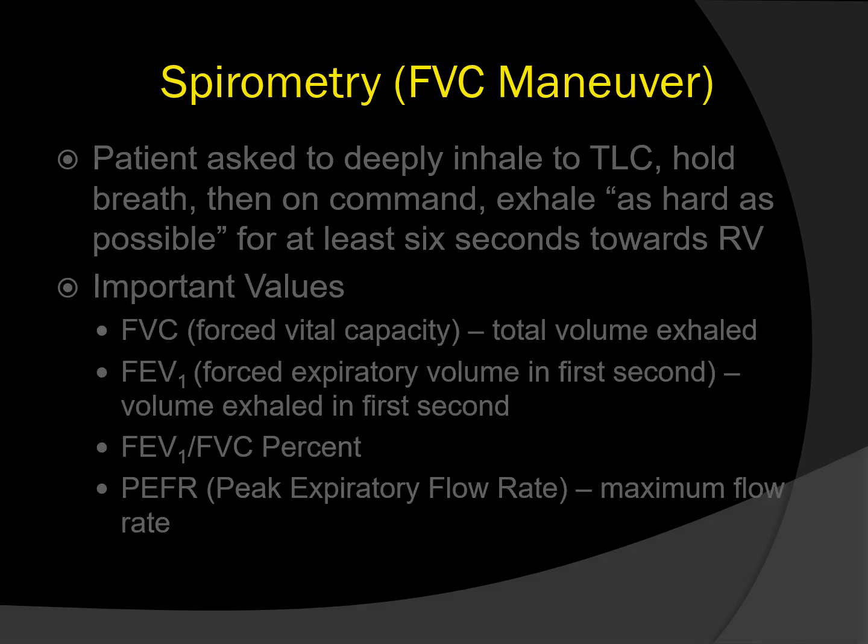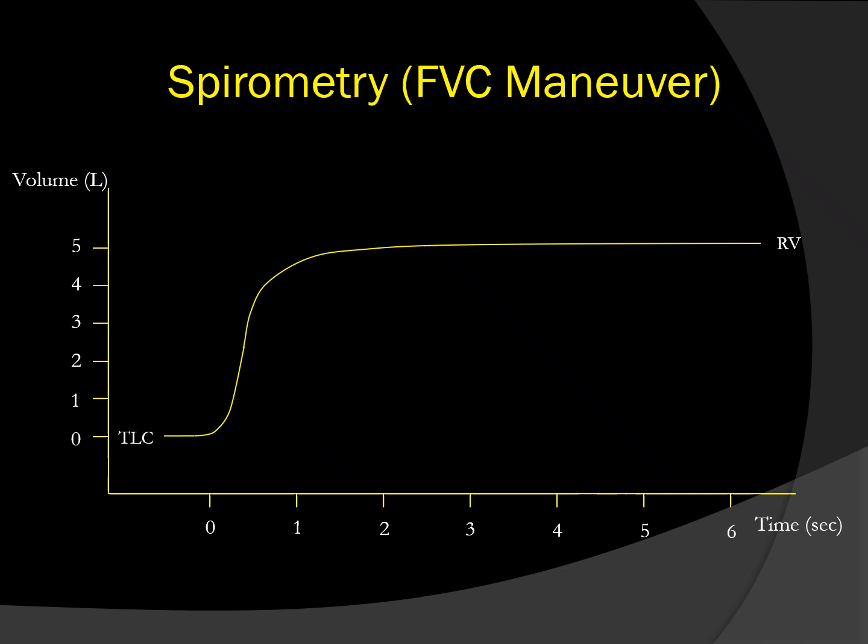Spirograms are seen nicely on a graph. So what we have is we have the patient hold their breath at total lung capacity, and we set the cursor, or we set the graph at 0 arbitrarily. As the patient blows out over time, measured in seconds, the volume comes out towards a final volume, and at that volume, the patient's at residual volume. So the forced vital capacity maneuver is a maneuver where the patient starts at total lung capacity, blows out as hard as they can, the air comes out, and they wind up at residual volume.